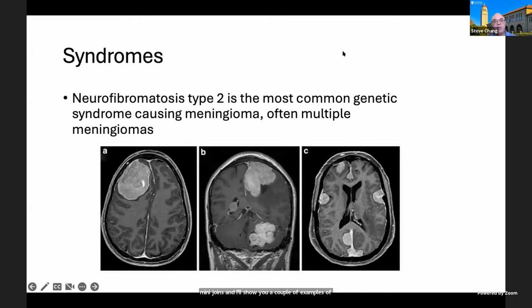The most common syndrome that results in multiple meningiomas is called neurofibromatosis type 2, often abbreviated NF2. As you can see in these pictures, this is a patient with NF2, and they have multiple meningiomas in their brain. If you see something like this, we immediately start thinking of syndromes, and these syndromes are typically genetically inherited. So oftentimes you can find multiple patients in a family with these syndromes.